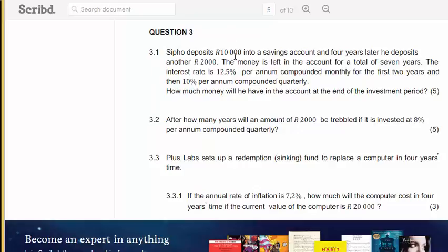So let's see. 10,000 deposit, and 4 years later a deposit of 2,000 rand. The money is left in the account for a total of 7 years, and the interest rate is 12% per annum compounded monthly for the first 2 years, then 10% quarterly after that. How much money at the end of the investment period?